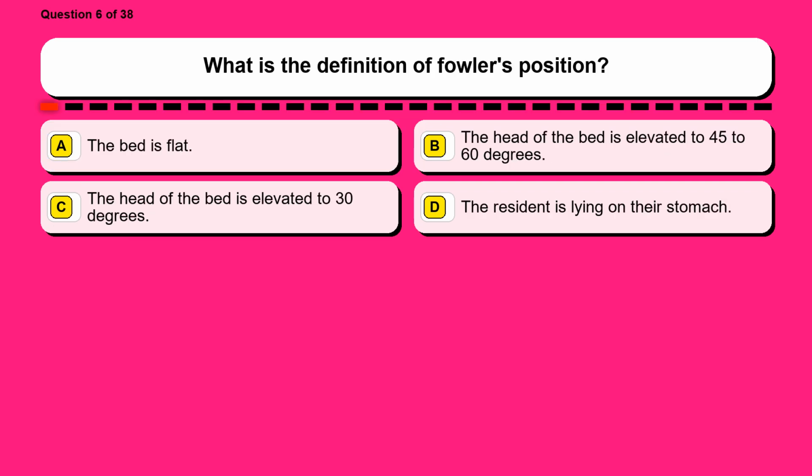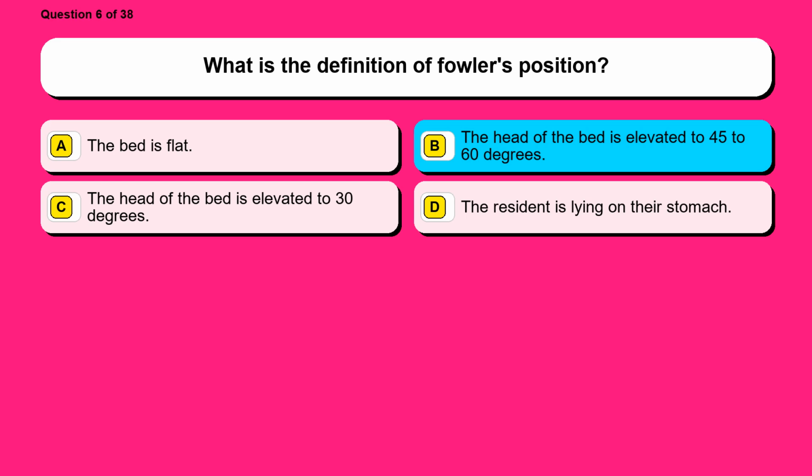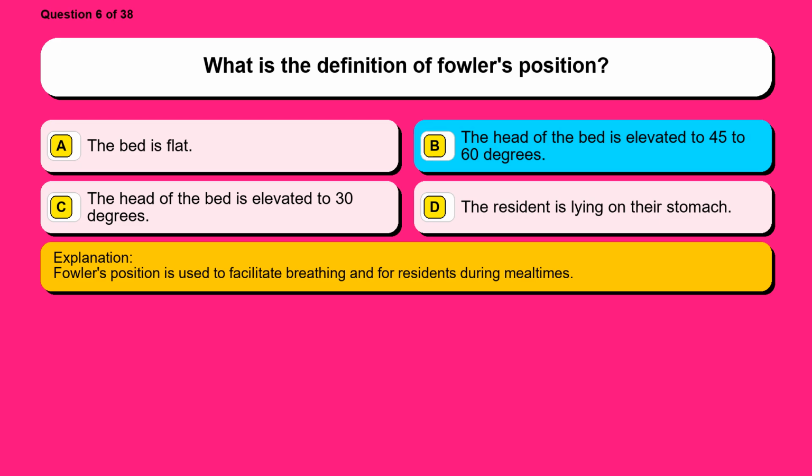Question 6. What is the definition of Fowler's position? Option A. The bed is flat. Option B. The head of the bed is elevated to 45 to 60 degrees. Option C. The head of the bed is elevated to 30 degrees. Option D. The resident is lying on their stomach. The correct answer is option B. The head of the bed is elevated to 45 to 60 degrees. Fowler's position is used to facilitate breathing for residents and during mealtimes.